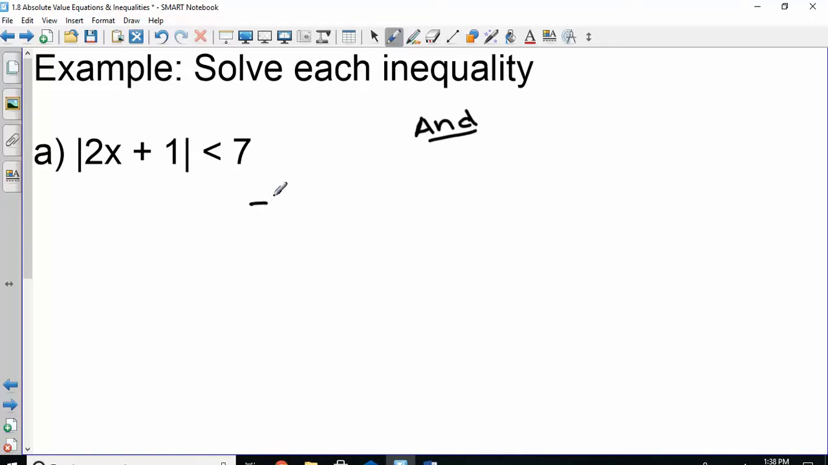So you put the negative less than 2x plus 1 less than 7. Do you guys remember doing this before? That's probably the hardest step right there, just remembering how to set it up. From here, it's solving that inequality like we were doing in the last section. So we subtract our 1 from everything.